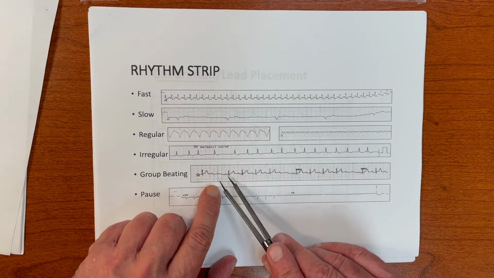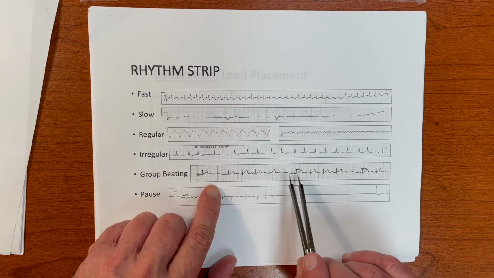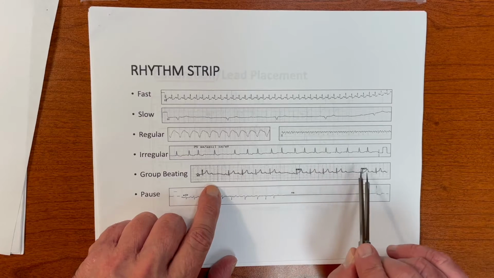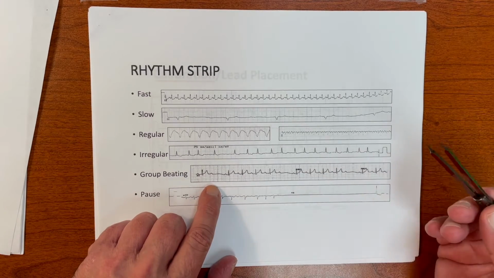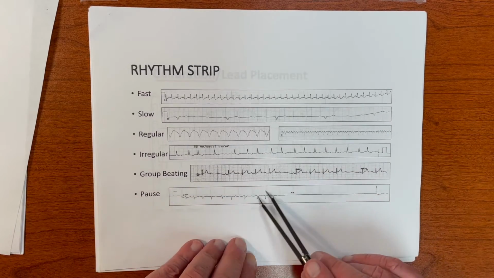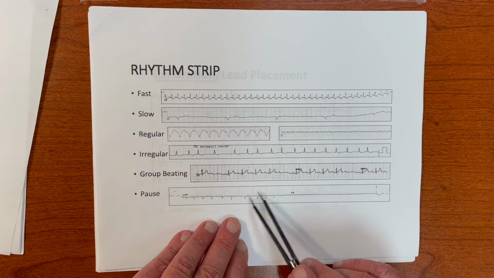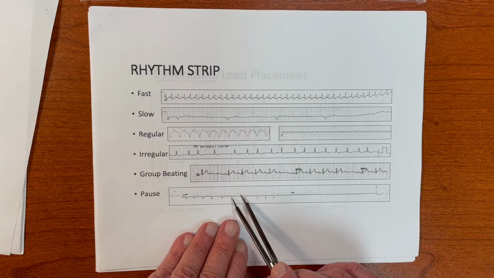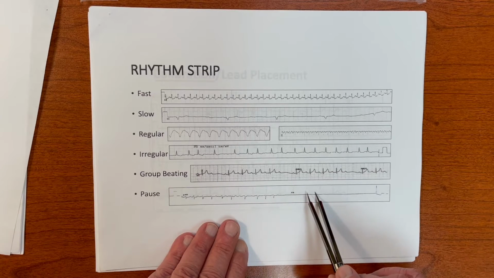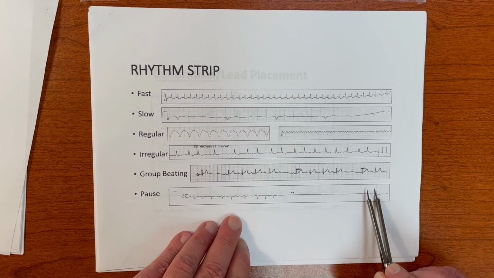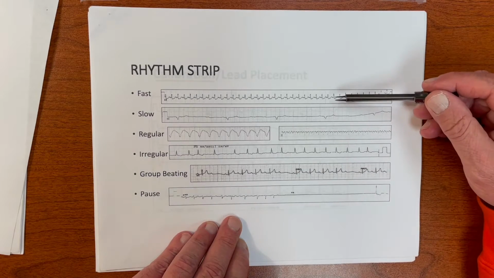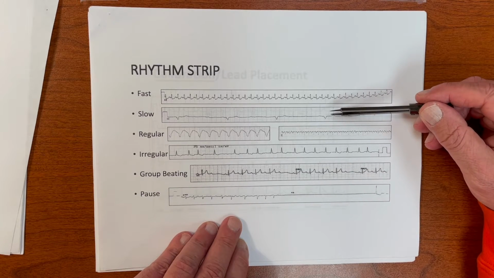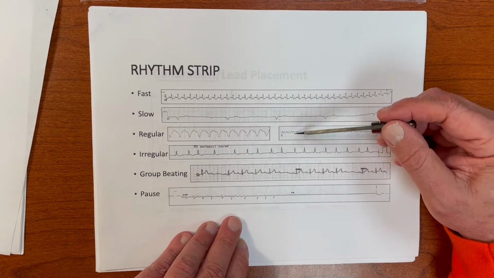Therefore, group beating. 1, 2, 3, 4, pause. 1, 2, 3, 4, pause. Okay? So that's important. And then pause. There are no groups here. There's just an irregular rhythm and then a long, long, long pause. Okay? Fast and slow. Regular and irregular.